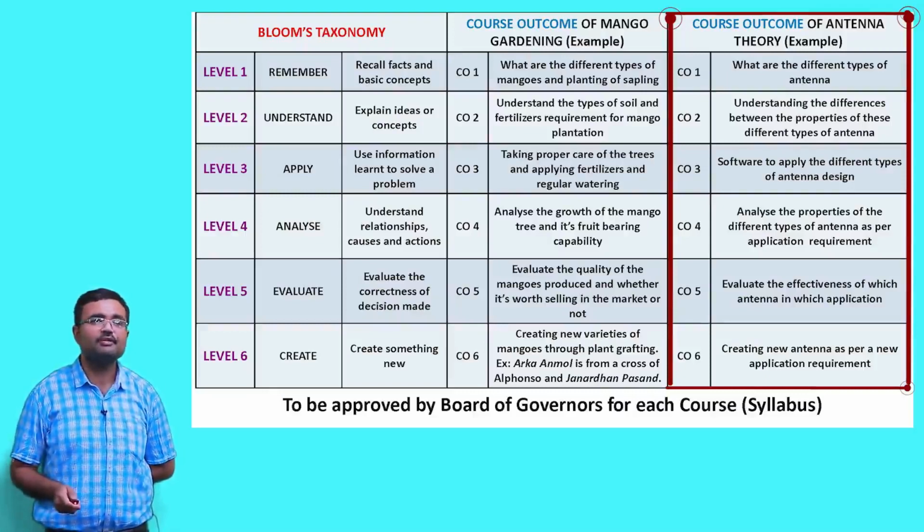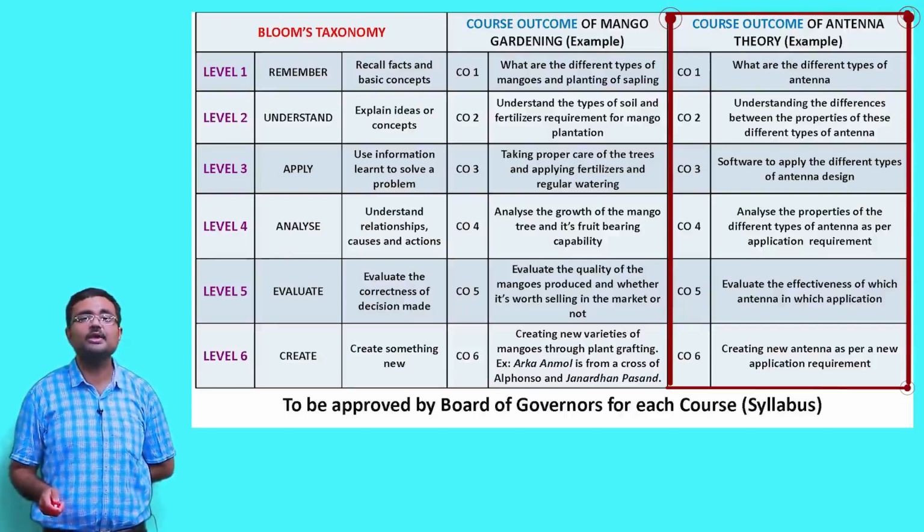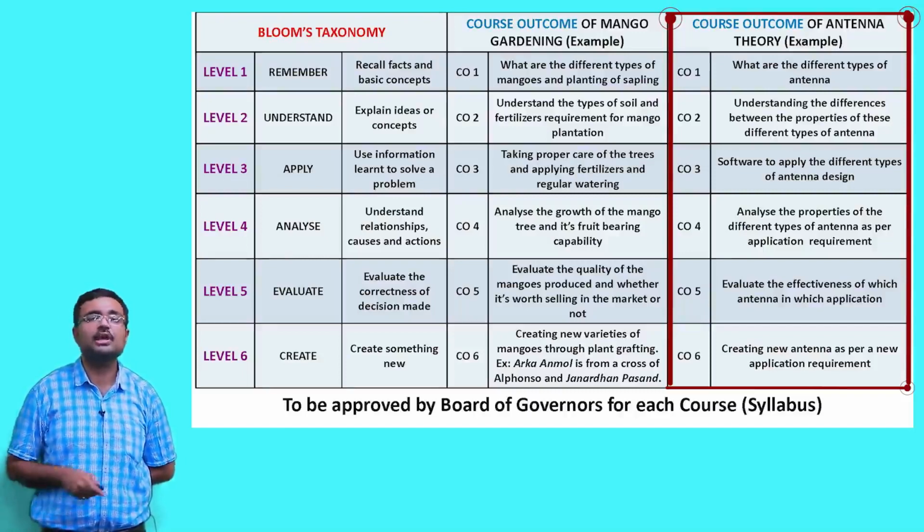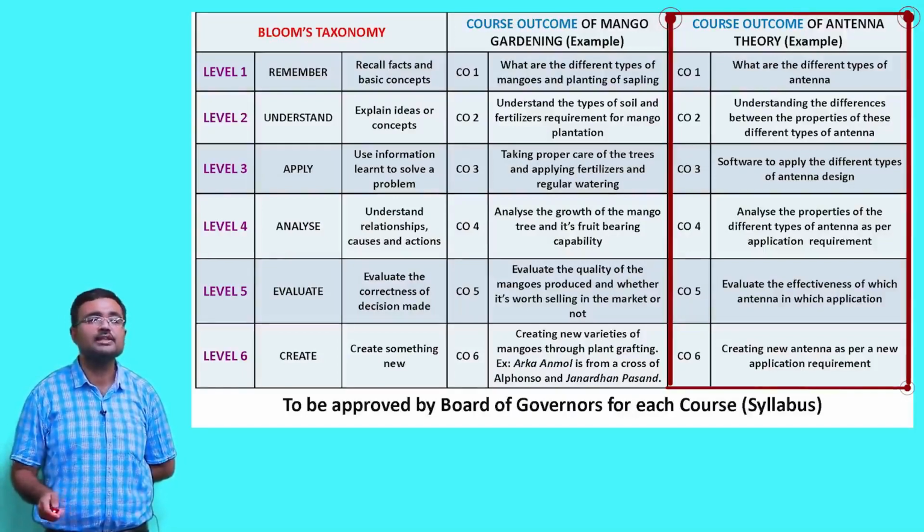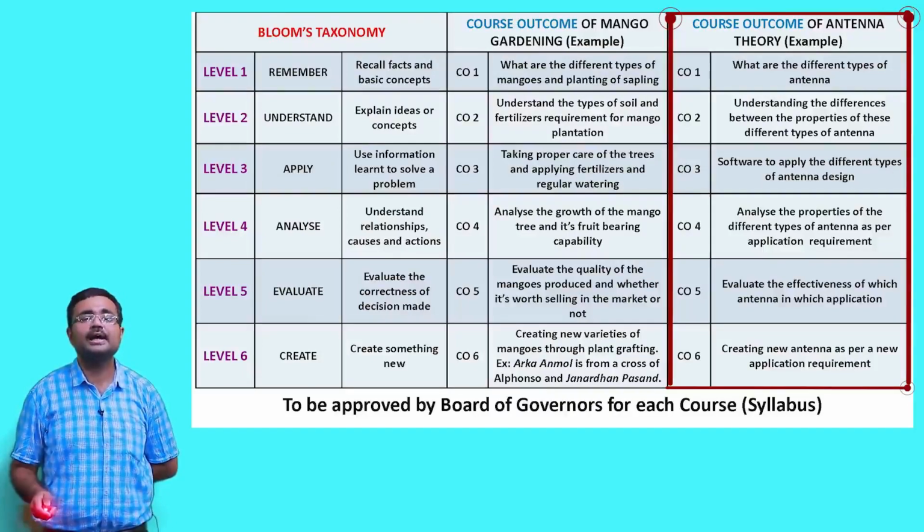In CO5, it is about evaluation. So, under antenna theory, CO5 should be to evaluate the effectiveness of which antenna in which application. And finally, CO6 as per Bloom's taxonomy is creating. So, let the CO6 of antenna theory be creating a new antenna as per a new application requirement.